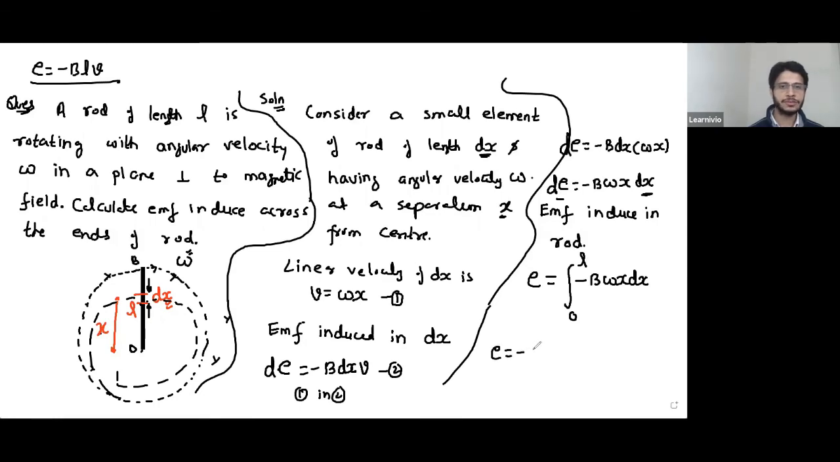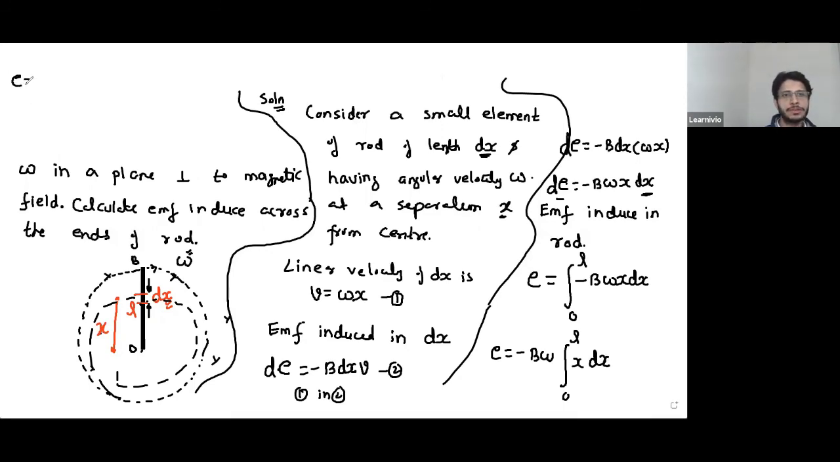So minus B and omega are constant. You are just left with the integral from 0 to L of x dx. So the induced EMF is minus of B omega. If I integrate this x, it comes out to be x square by 2, from 0 to L. I can take this 2 outside. It's minus of B omega over 2, times L square minus 0 square.